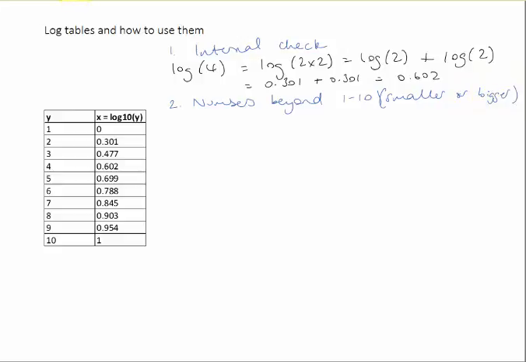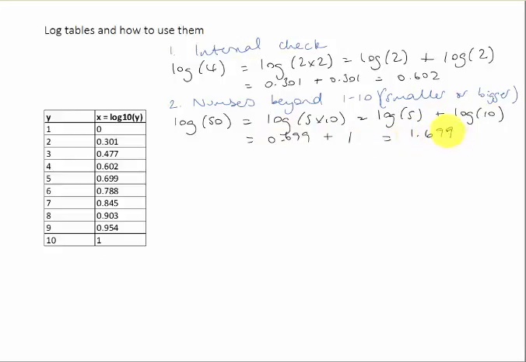So for example, if we wanted to know the logarithm of 50, that is equal to the logarithm of 5 times 10. So that's the log of 5 plus the log of 10. So the log of 5 is 0.699 plus the log of 10, which is 1. So that's 1.699.